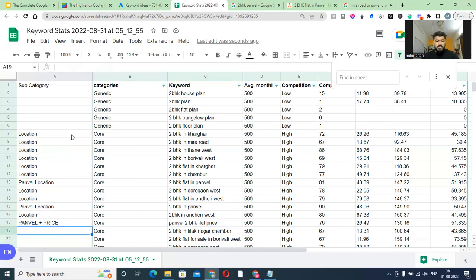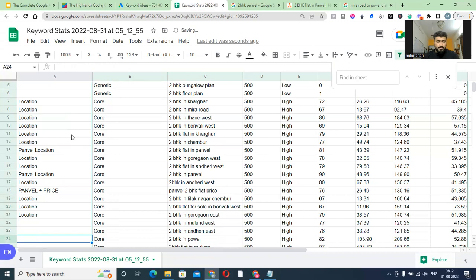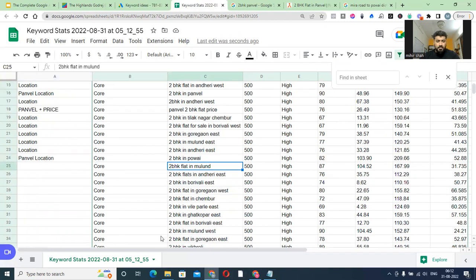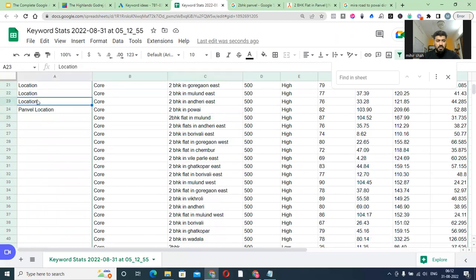2 BHK, Tilak Nagar, Chembur, again, simple location. For sale, Borivali West, sale is something that we're doing. Goregaon, Mulund, Andheri. Again, Powai we categorize as Powai location because there is no price mentioned here. Mulund, Andheri, Borivali, Goregaon, Chembur, Vile Parle, Ghatkopar, Mulund, Goregaon, Vikhroli, Andheri, all these are just locations. Plain and simple. Wadala.